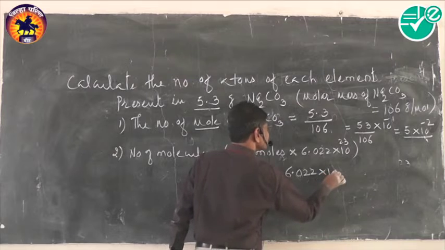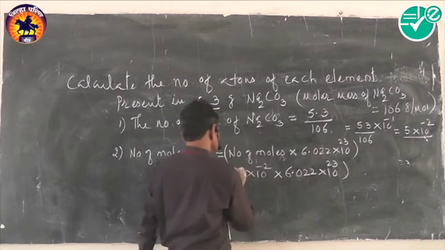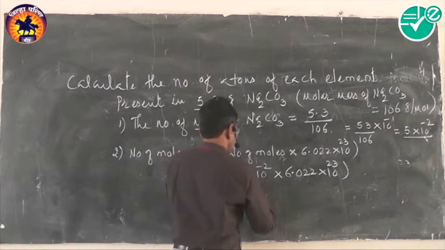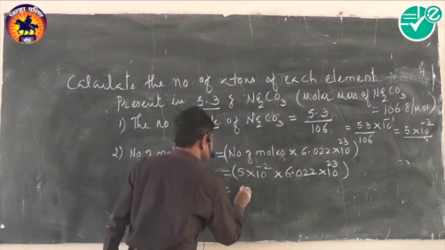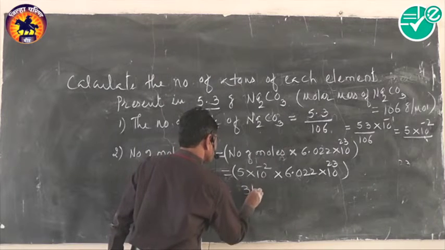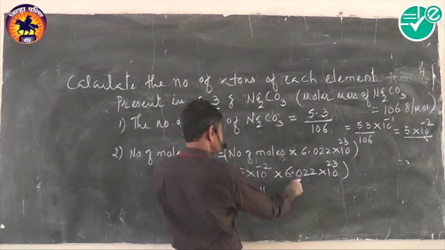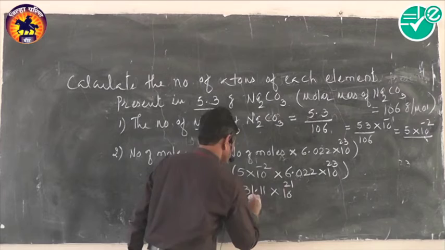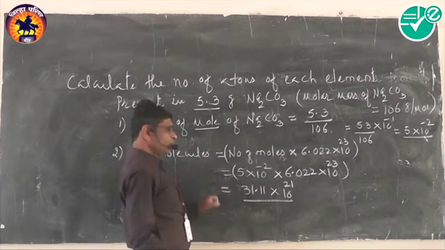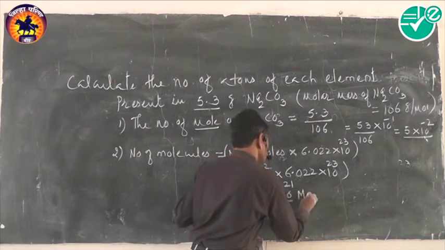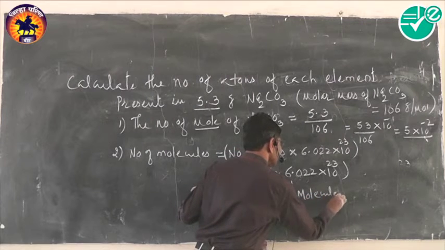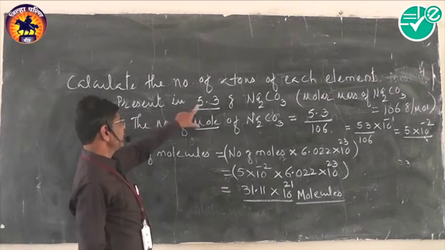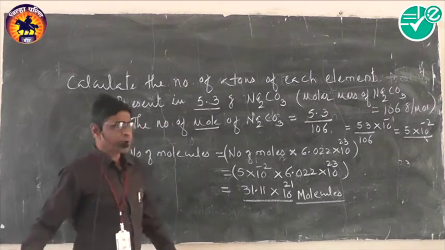6.022 into 10 raised to 23. So number of molecules is equal to number of moles multiplied by Avogadro's number, and so it is 5 into 6.02, that is 31.11, into 10 raised to 21. So these are the total molecules present in 5.3 gram sodium carbonate.